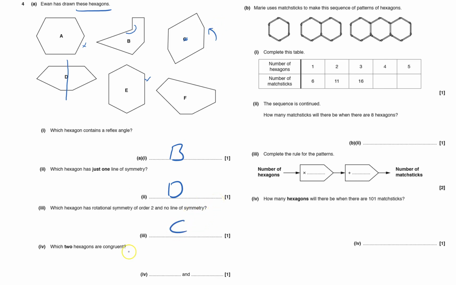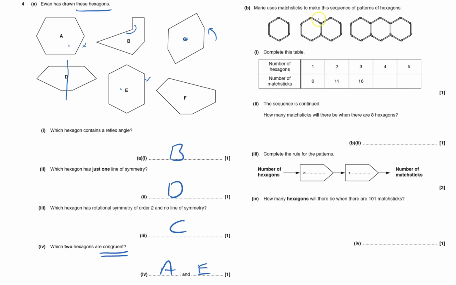And which 2 hexagons are congruent, which means exactly the same size? So you can just trace them and fit them above the other, and you will see that A and E are exactly the same. Okay, so lots more stuff about hexagons.